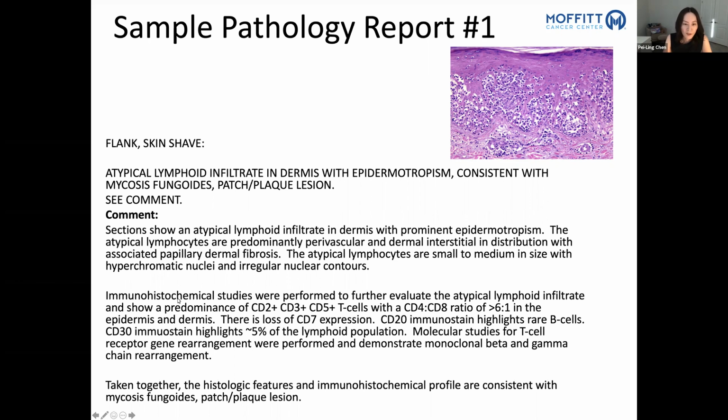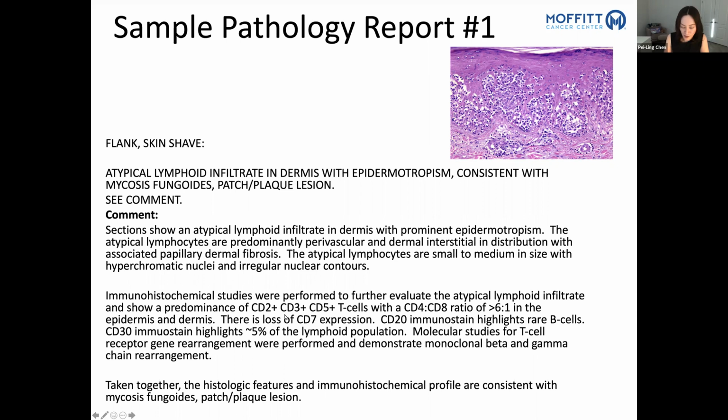Then I perform immunohistochemical workup. So this is an example of a pathology report. I say immunohistochemical studies were performed to further evaluate the atypical lymphoid infiltrate and show a predominance of CD2 positive, CD3 positive, CD5 positive T cells with a CD4 to CD8 ratio of greater than 6:1. Ideally, I like to see over 4 to 5. So this is basically a perfect case of MF. It's a greater than 6:1 in the epidermis and dermis.